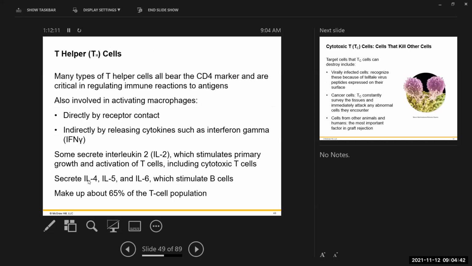All right. So the helpers, they secrete interleukin 2. That is going to auto-stimulate the T cell. The other thing they will express is interferon gamma. Interferon gamma is a signaler for macrophages. It gets macrophages all hopped up and ready to go.